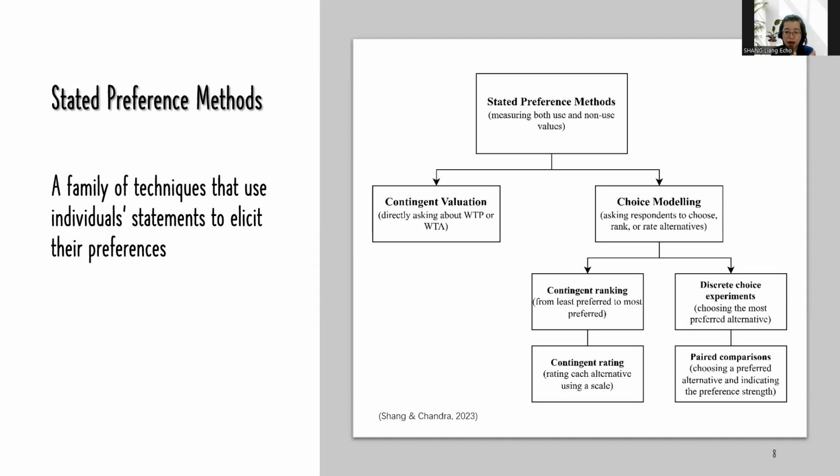By looking into how individuals make their choices, how individuals make trade-offs between different alternatives, we are able to understand their preference towards a certain product or service.